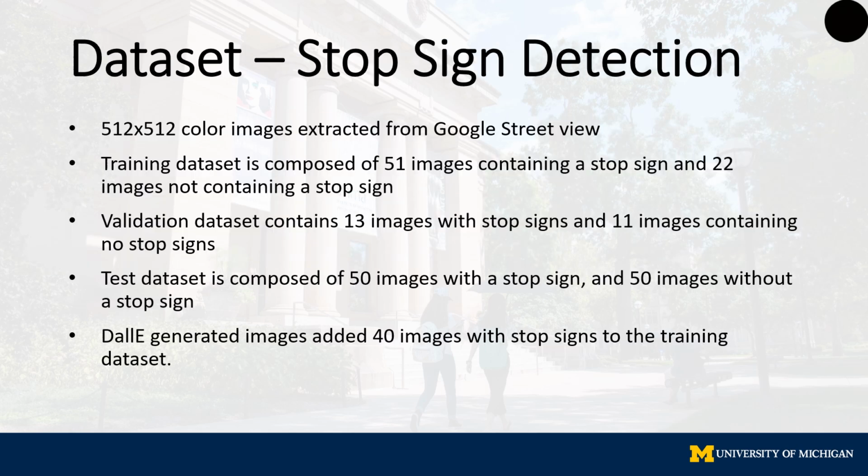So next we'll cover the data set for detection of a stop sign. The images are all 512 by 512 color images that were downloaded from Google Street View. The training data set is composed of 51 images containing a stop sign and 22 images that are null or void of a stop sign. The validation data set contains 13 images with stop signs, 11 without. The test data set is composed of 50 images with a stop sign and 50 images without a stop sign.